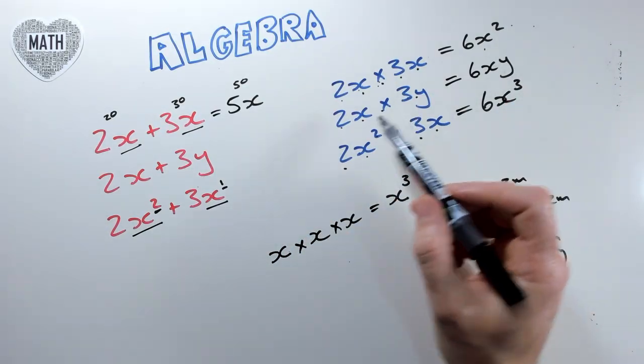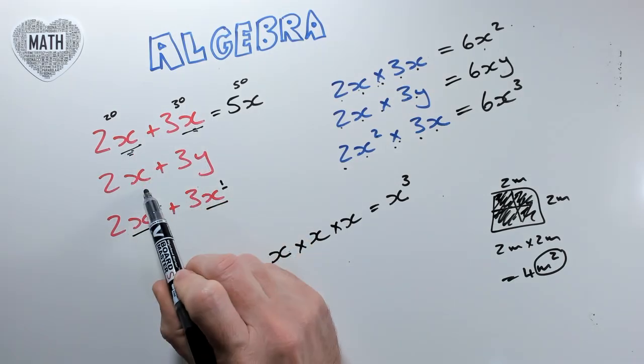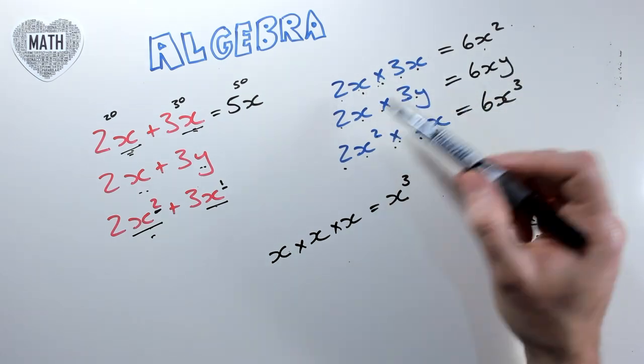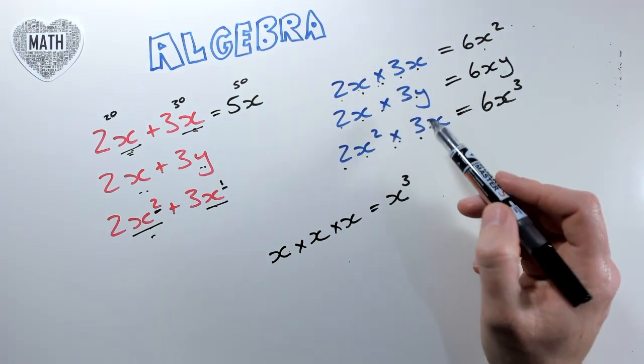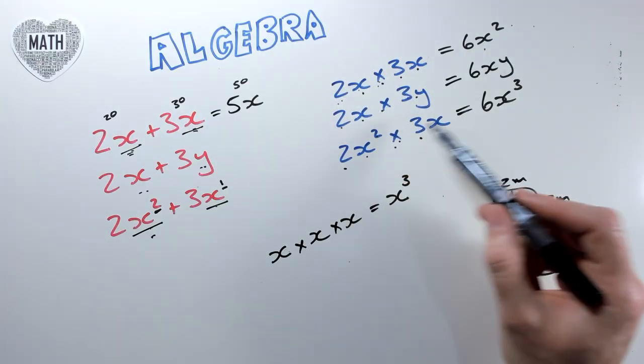For now, I just need you to realize that when we're adding, we can only add things that are the same. We can't add things that are not the same. And we can multiply basically anything with anything. We just handle the numbers on their own and then the variables on their own.